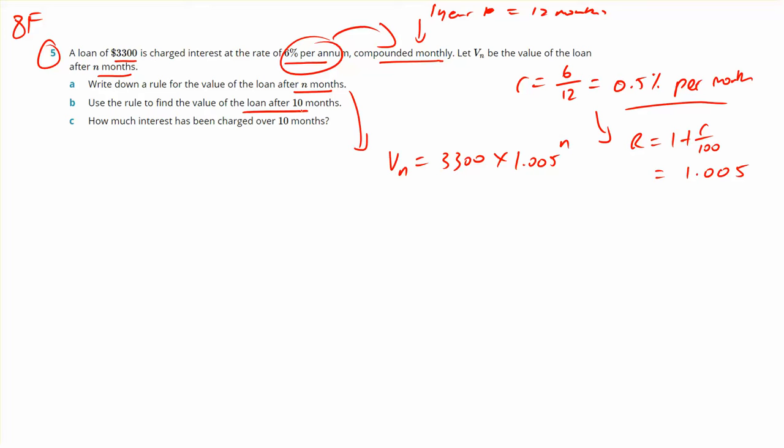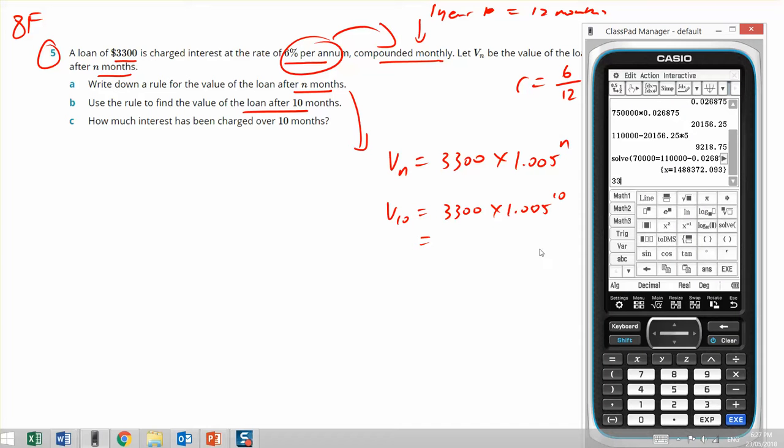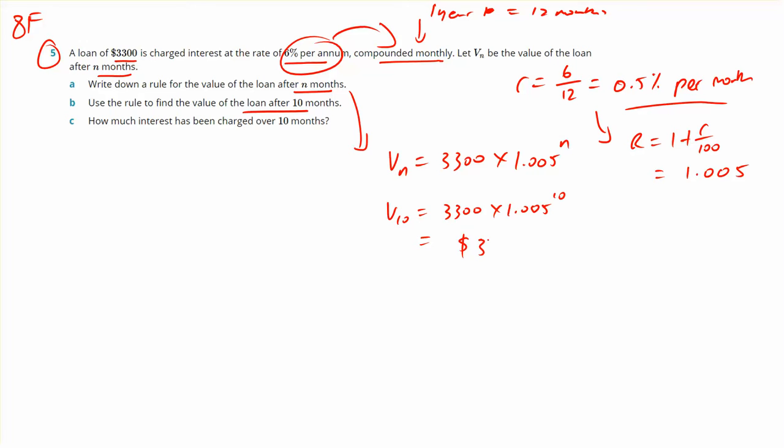Use the rule to find the value of the loan after 10 months. Okay, that's pretty easy. V10 equals 3500 times 1.005 to the power 10. So use a calculator: 3500 times 1.005 to the power 10 is 3468.76. Round to two decimal places. Make sure you have a dollar sign.